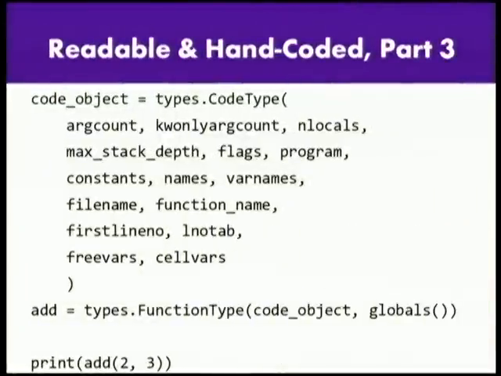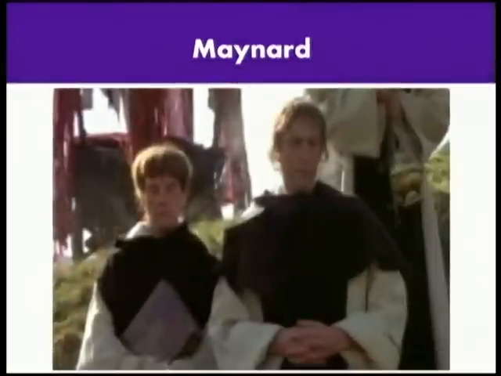Code object, we pass in a type code type, and we just pass in all those variables I just created in the right order. And then the rest of the slide is the same as the previous slide. We're going to create the function type, passing in the code object and globals, and we call add, and it works. That's not terribly readable either. So that's why I wrote my own assembler and disassembler. I have finally posted it to the world. It's called Maynard. I will remind you, Maynard was the keeper of the holy hand grenade, the most effective disassembler known to man or beast.